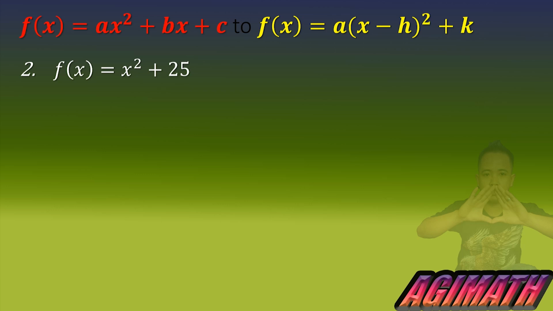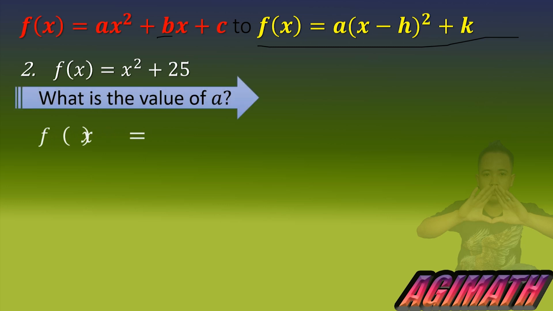F of x equals x squared plus 25. Again, this one is another incomplete quadratic function. Why? Because in this case, the value of b is equal to 0. That's why it's incomplete. So the same process, we are just going to focus on the form. So we copy f of x, and then equals, and then what is the value of a?